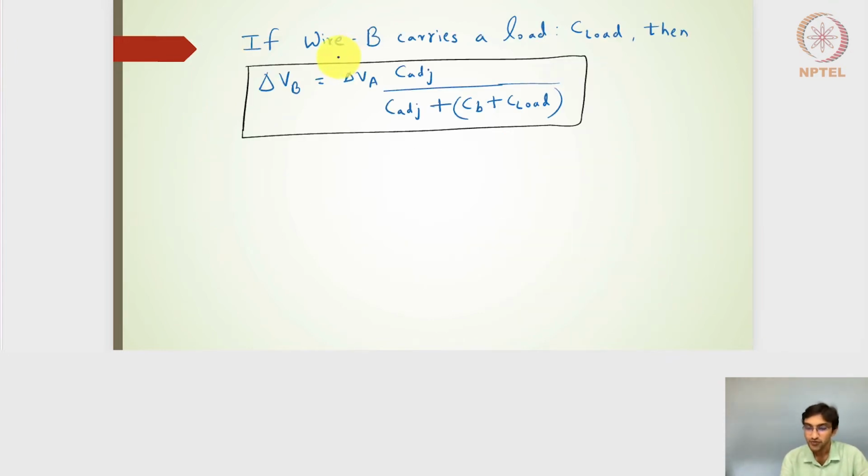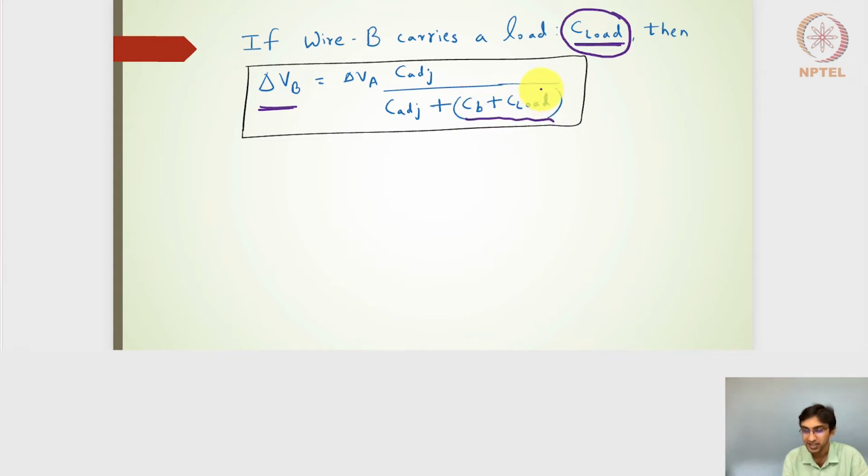Moving ahead, if the wire B is carrying a load of C load, so that means the wire B, which was initially floating, let's say it is driving another load, another circuit, an inverter or any other combinatorial circuit, then we can represent that circuit on the load side with a C load capacitance, the input capacitance of that circuit, which will be loaded onto this wire. Then the overall change in B will be nothing but delta VA times C adjacent divided by C adjacent plus CB plus C load, right?